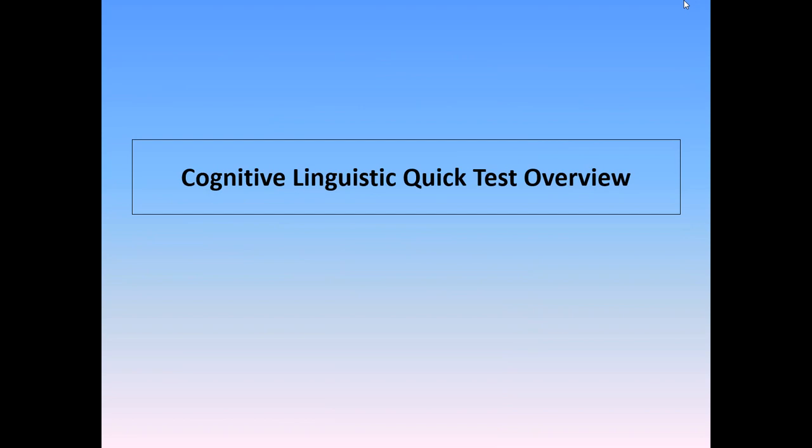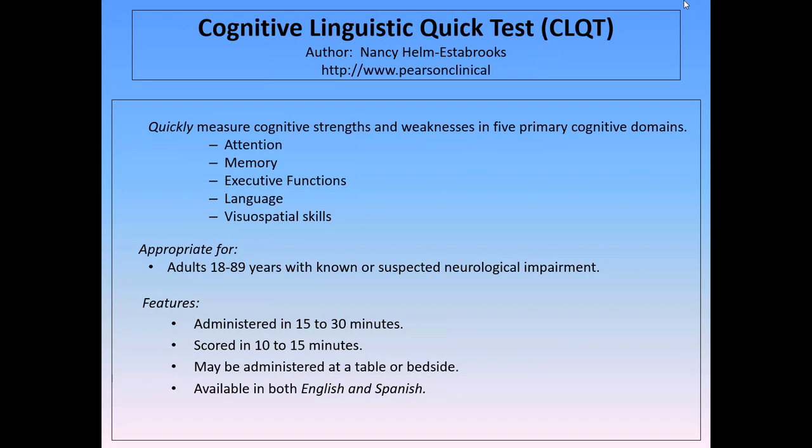Okay, for our overview of the Cognitive Linguistic Quick Test. Well, it is a way to quickly measure cognitive strengths and weaknesses in the five primary cognitive domains. And those are the domains of attention, memory, executive functions, language, and visual spatial skills. The test is appropriate for adults 18 to 89 years old with known or suspected neurological impairment. And you can administer this test in 15 to 30 minutes.